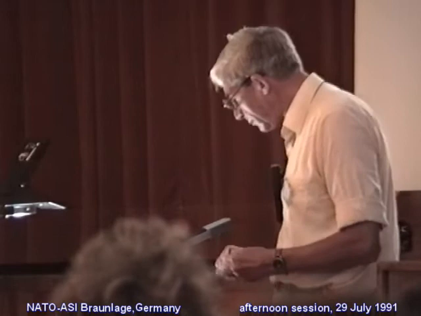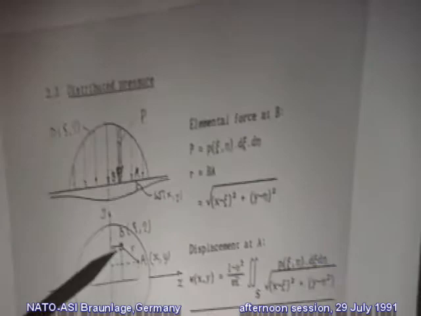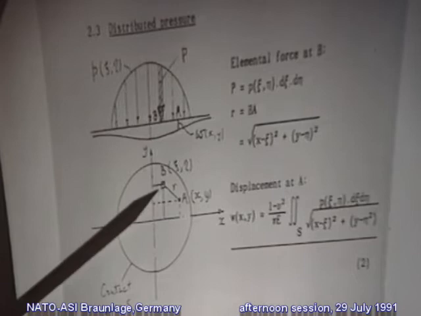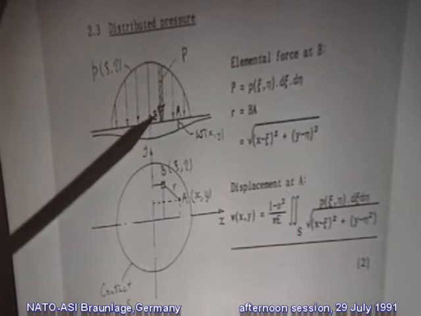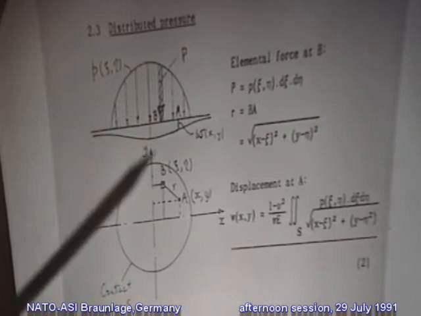A small element of pressure gives the distribution of pressure acting on the solid. The small element of that pressure is like a concentrated force acting at point B. And we then ask, what is the displacement at point A? Well, it's inversely proportional to the distance R of A from B, and proportional to the magnitude of that element of pressure. Under the square root, we have the distance AB. And then we sum this up over the whole of that contact area.